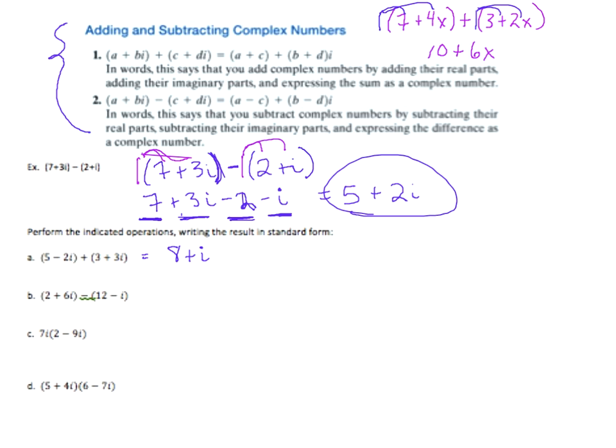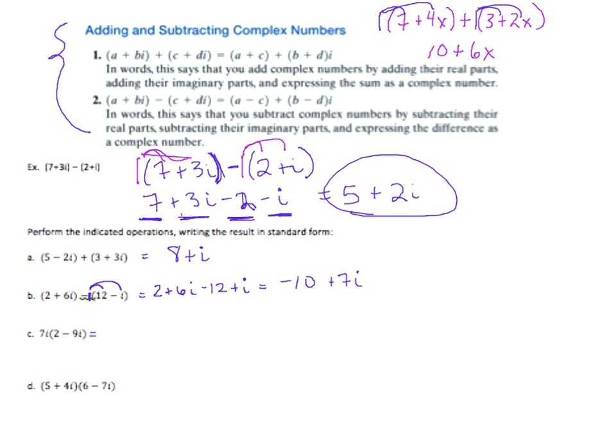Great. Well, I'll go ahead and run through the rest of these. 2 plus 6i minus 12 minus i. Don't forget there's an understood negative 1 that gets distributed there. So I have 2 plus 6i minus 12 plus i, which leaves me with negative 10 plus 7i. Once again, got to write it in standard form.